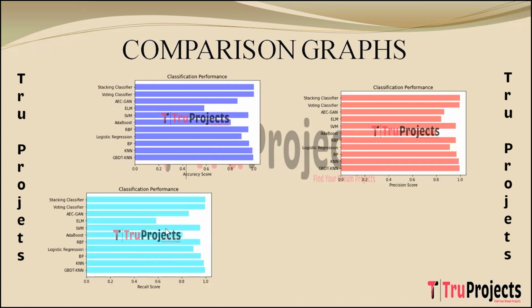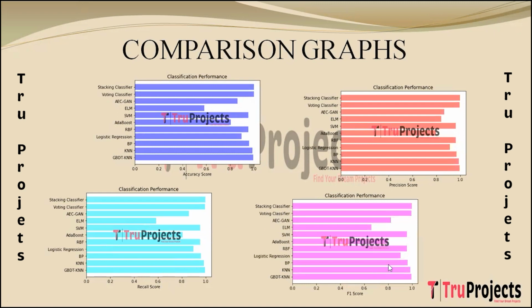This is recall scores comparison graph. In this graph on x-axis I have recall scores and on y-axis I have algorithm names. Recall measures the ability to identify all relevant instances, showing how many actual positives were correctly predicted.